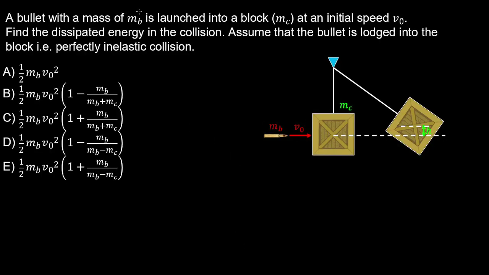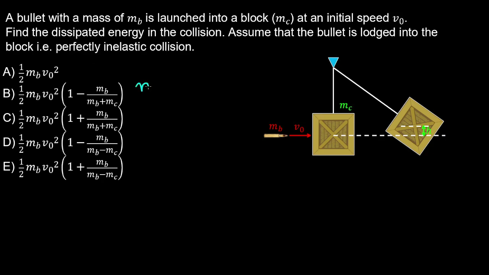A bullet with a mass mb is launched into a block with a mass mc at an initial speed of v0. Find the dissipated energy in the collision, and assume the bullet's lodged into the block, so we have a perfectly inelastic collision.